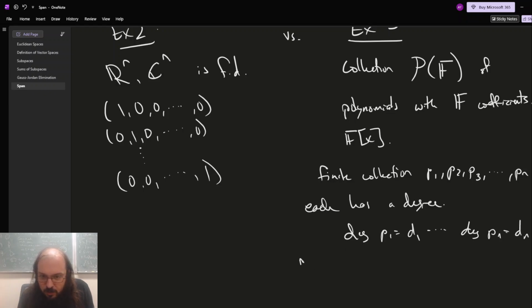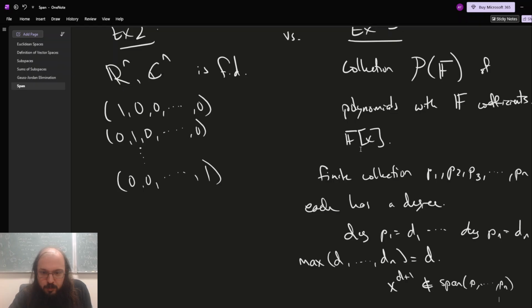Well, the issue is, because it's a finite list, if you just take the max of the Ds, let's call that just D for simplicity, the polynomial x to the D plus 1 power is not in the span of the P's, because no linear combination using number multiplication can get you from that biggest degree to anything bigger than it. It's just too big. And so no finite collection can ever possibly do the trick for this.